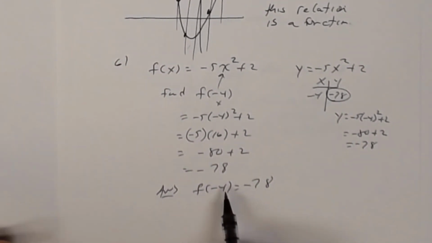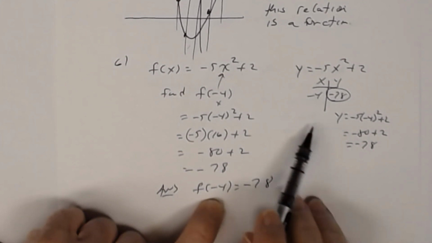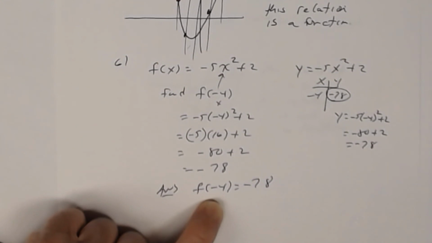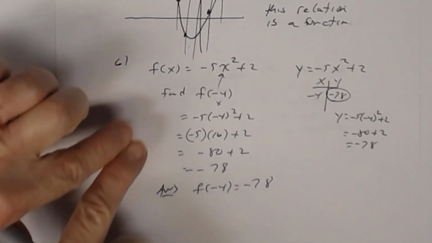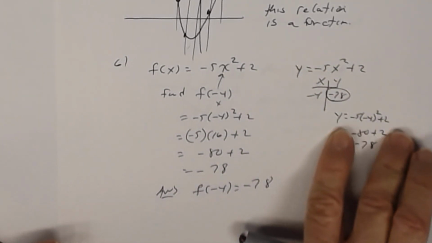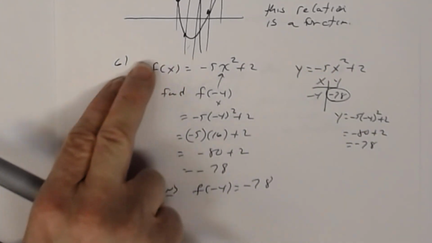And so basically what you found is this: when x is negative 4, your y value is negative 78. That's the same idea as using a t-table. But you've got to get used to the idea of function notation now. So you're going to get away from representing a function using y and x, to representing it using function notation.